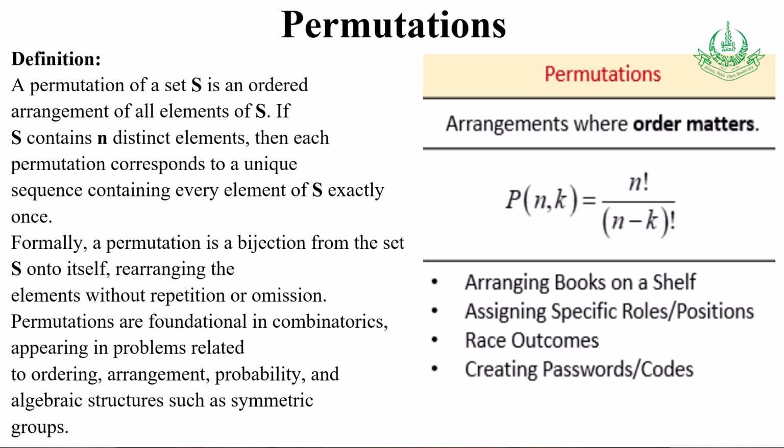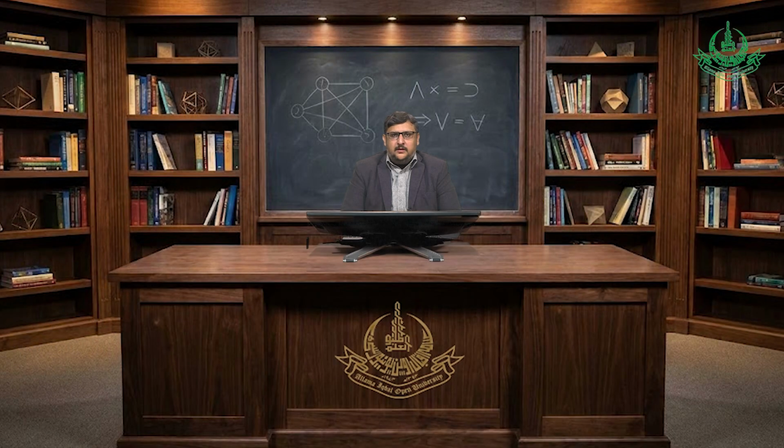Now if you look at the right hand side of your screen, that is the formula for the permutation when the order matters. When you have n objects and you want to place them in k places or k boxes, it is formalized as n factorial over (n minus k) factorial. I hope you know the meaning of factorial. Factorial is the continuous product of the numbers from n down to 1. For example, 4 factorial is 4 into 3 into 2 into 1.